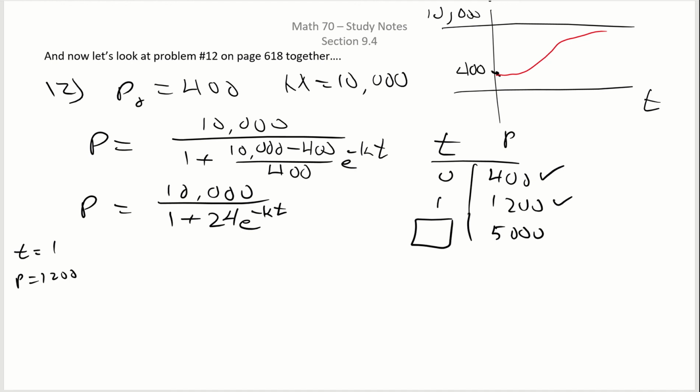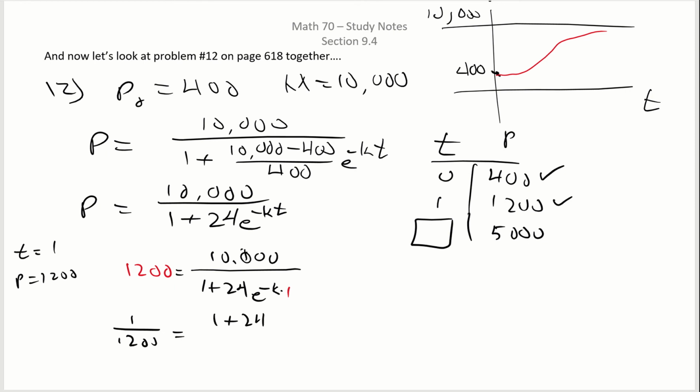So we end up with, if we plug in 1,200 on one side and 1 for t on the other, we get 10,000 over 1 plus 24 e to the minus k times 1. Okay. Flip it over. Maybe if you like that move, it's 1 over 1,200 is equal to 1 plus 24 e to the minus k, all over 10,000. See how we're going to figure out k?